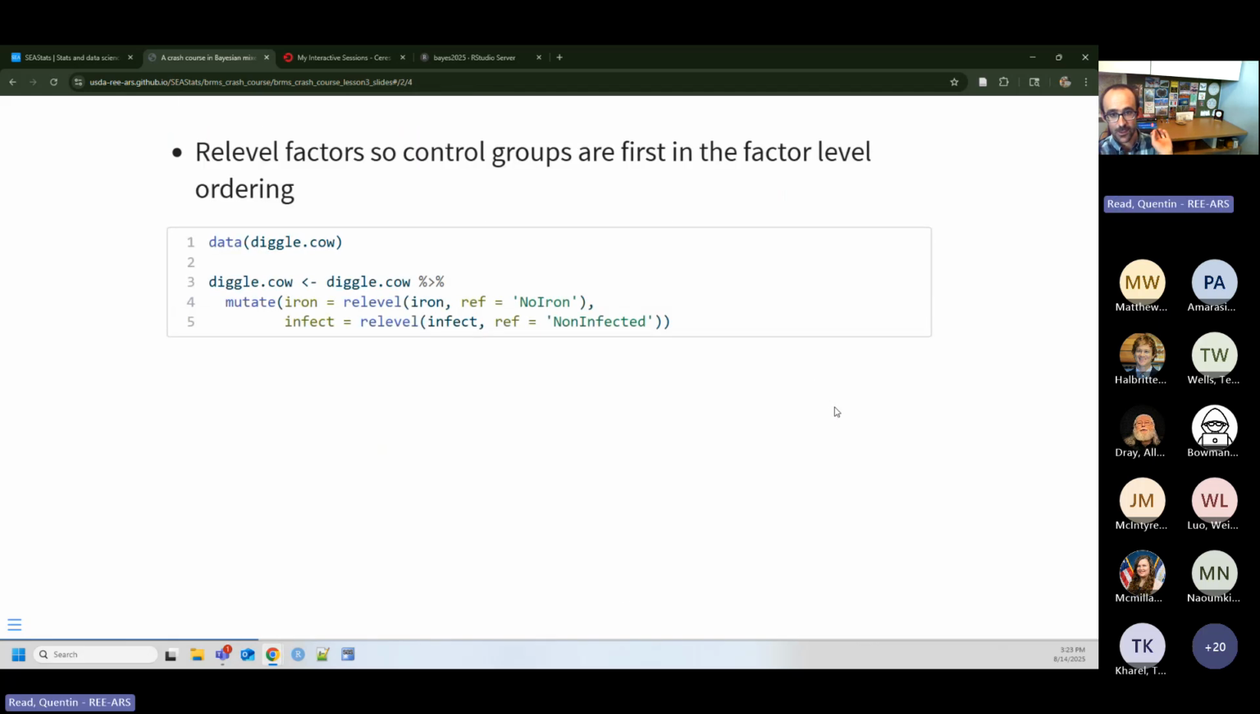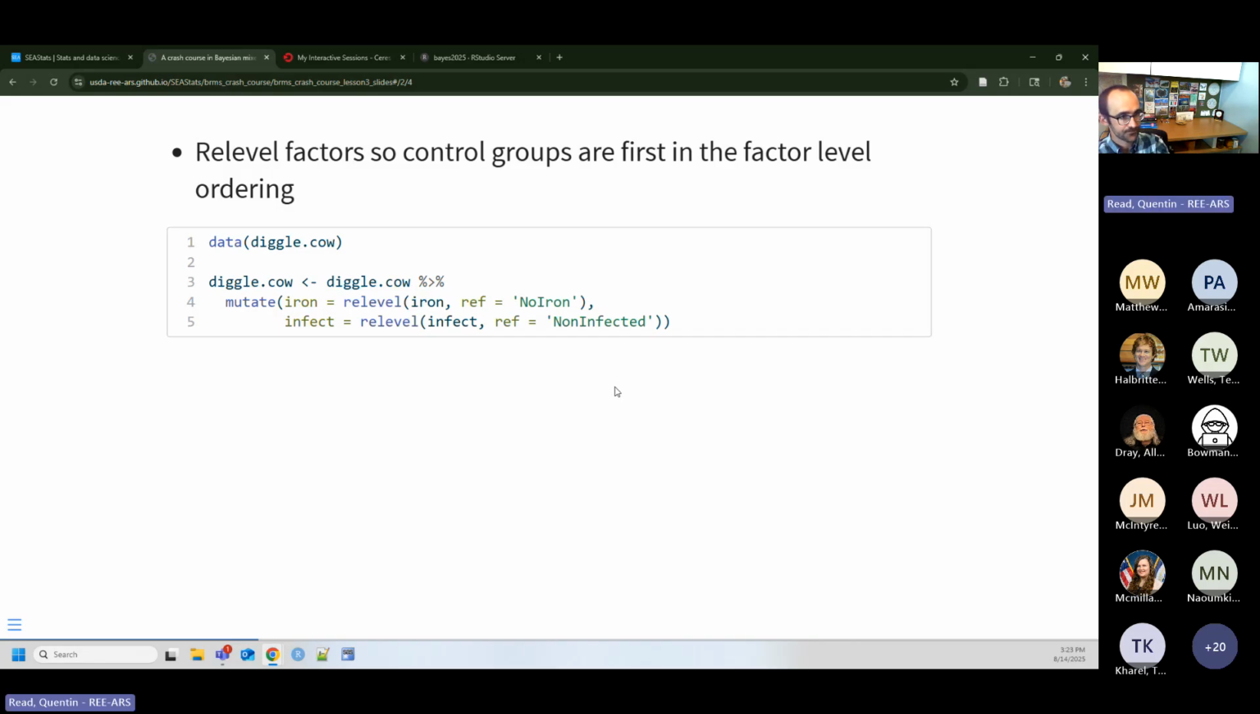So when we get into RStudio, we're going to load the example data with the data function. I think it makes the most sense for the control level to be the first intercept level when you're ordering the factor levels, although the default is alphabetical. So we're going to use the relevel function, using the ref argument to set the reference level, or the intercept level, for each factor. No iron and non-infected are the intercept levels.